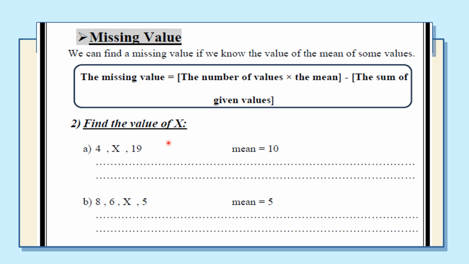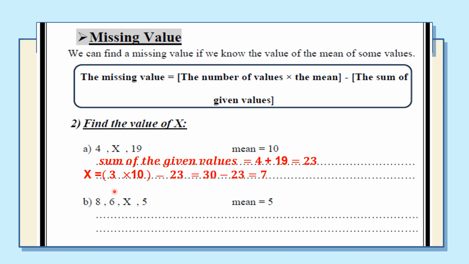So first, we need to find the sum of the given values, which are 4 and 19. So 4 plus 19 equals 23. And now, let's find the value of x, which equals 3, the number of values, 1, 2, 3 values, times the mean, which equals 10, then minus 23, the sum of values. So it will be 30 minus 23, which equals 7.